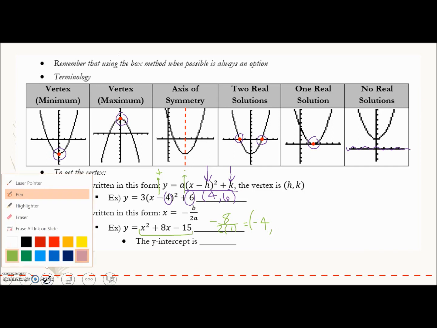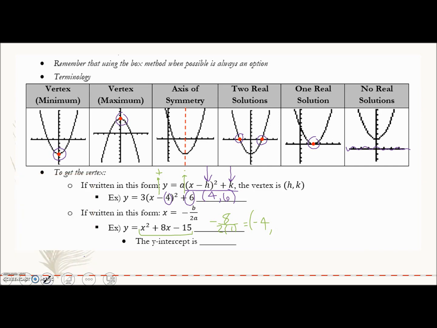Now to find the y value, you would just have to plug in that x value for both of these x's right here in the equation. So you'd have to do -4 squared plus 8 times -4 minus 15. And once you did all that, that's 16 minus 32 minus 15. That gets you -31. So that's how you get the y value.